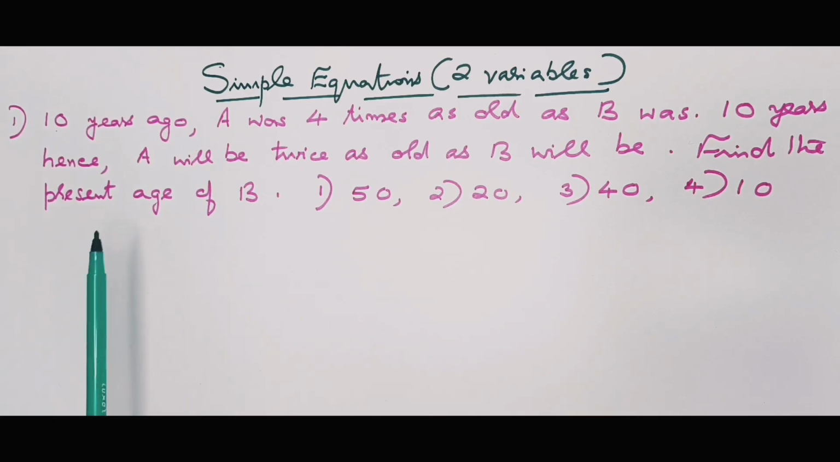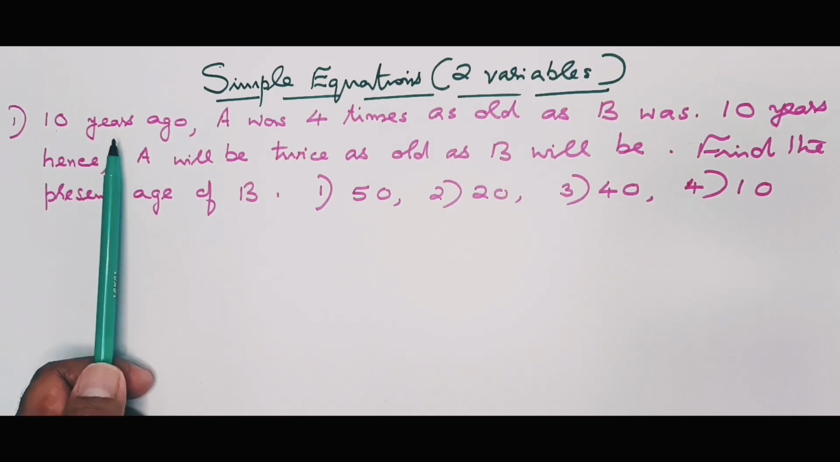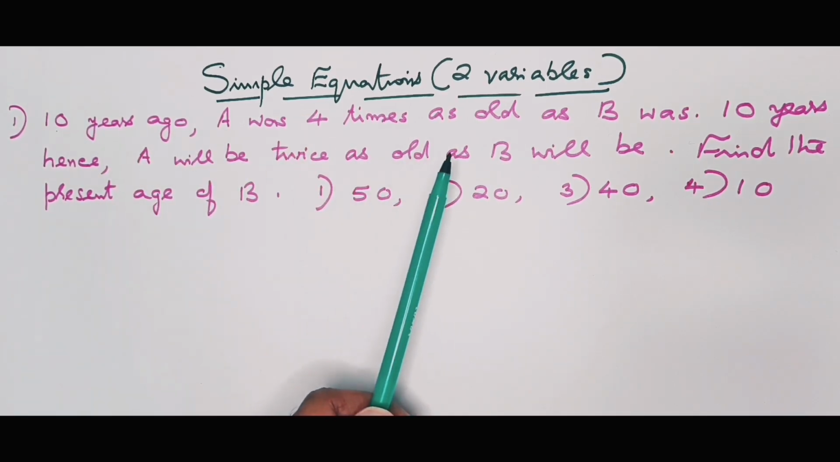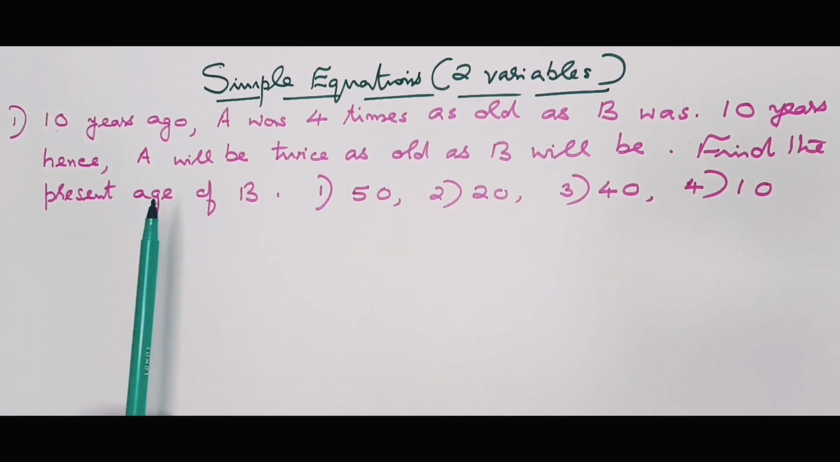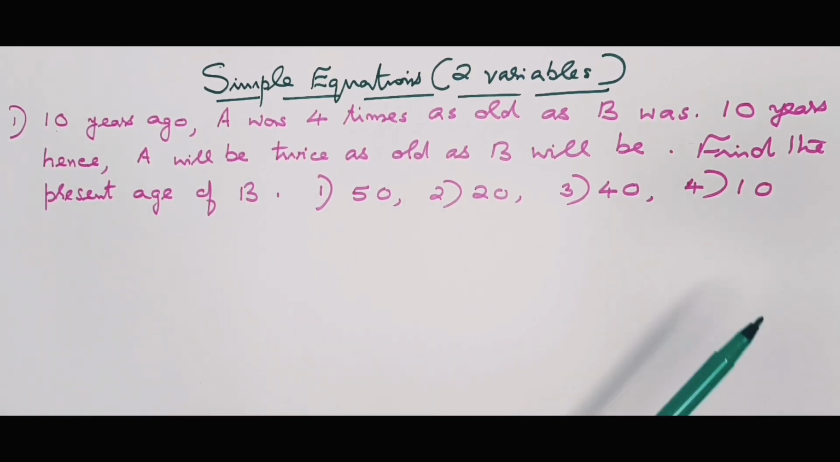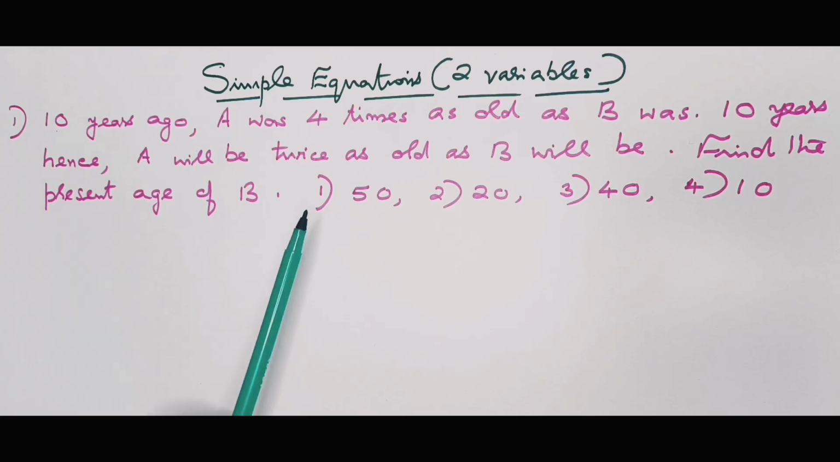Let's begin with a simple question first. 10 years ago, A was 4 times as old as B was. 10 years hence, A will be twice as old as B will be. Find the present age of B. These are the four options given.